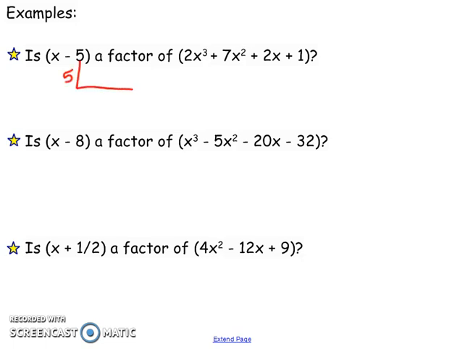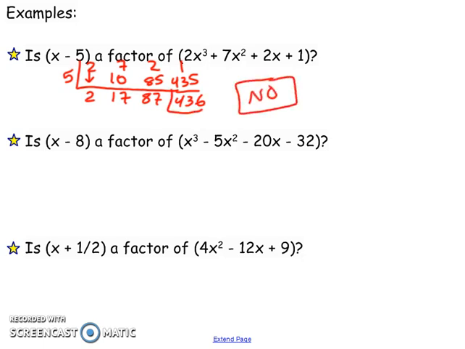So 5 on the outside, 2, 7, 2, 1. The 2 is going to come down. 10, 17. I'm going to multiply, I get 85. I'm going to add, I get 87. I'm going to multiply, I get 435. So when I add, I get 436. Because I have a remainder that's not 0, this is not a factor. So is it a factor? No.